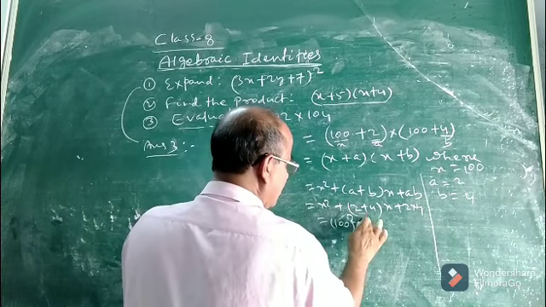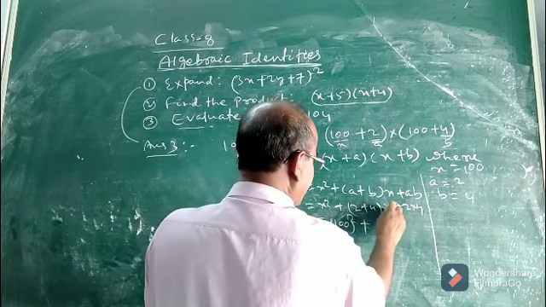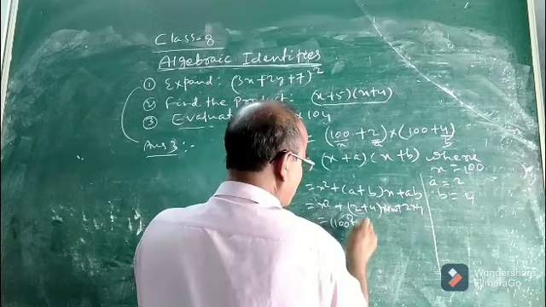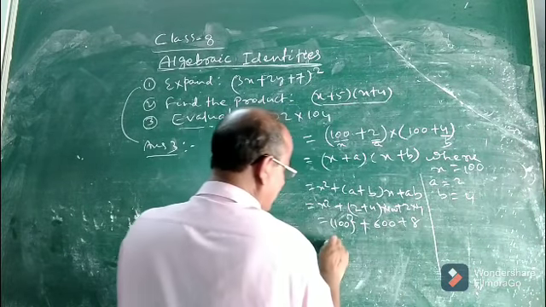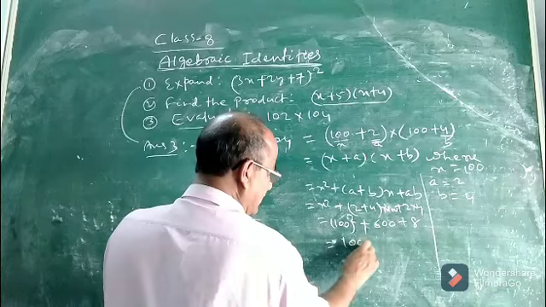100 square plus, this is 100, so 2 plus 4 is 6, so it is 600, you see, plus 8. So 100 square is how much? It is 10,000.